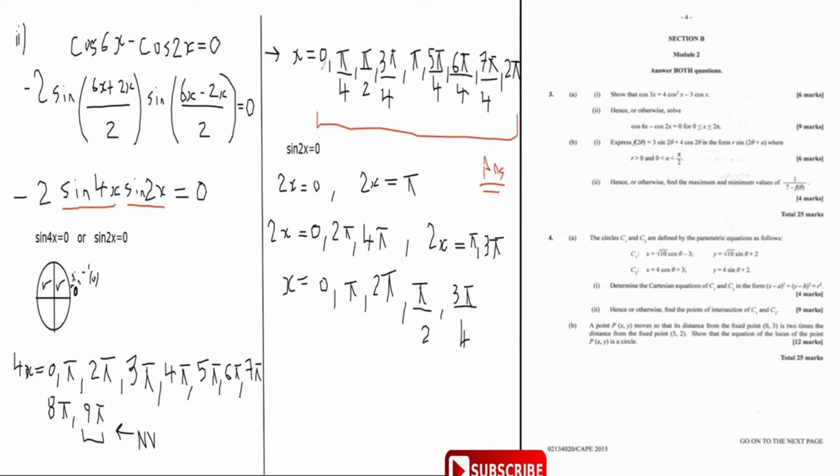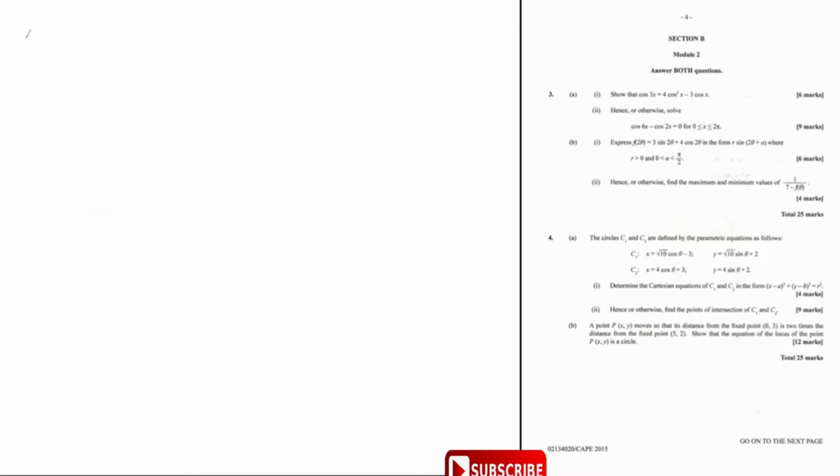Now let's go to the next part of the question, part B. Part B is saying that we need to express f of 2 theta in the form 3 sine 2 theta plus 4 cos 2 theta. So f of 2 theta is equal to 3 sine 2 theta plus 4 cos 2 theta.